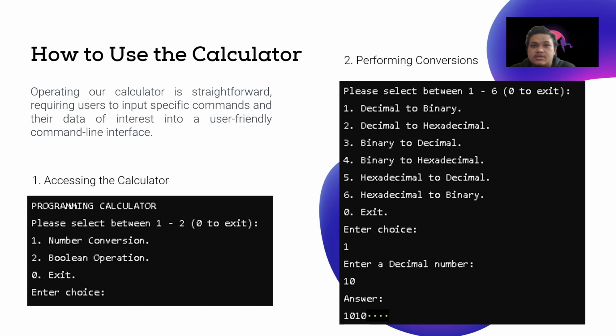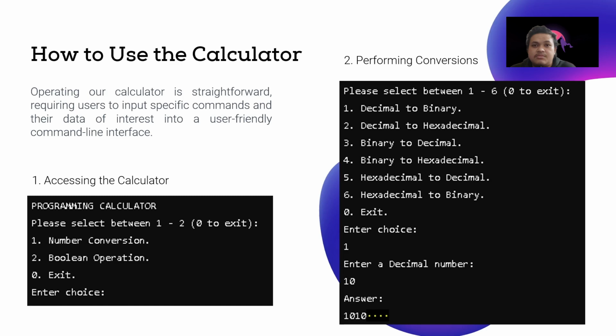Now let's look at the screenshot on the right side of the slide. This CLI is from the first choice, number conversion. In this CLI, there are 6 choices that the user needs to choose from, with 0 to exit the program. The first choice is decimal to hexadecimal, the second choice is decimal to binary, the third choice is binary to decimal, the fourth choice is binary to hexadecimal, the fifth choice is hexadecimal to decimal, and the sixth choice is hexadecimal to binary.